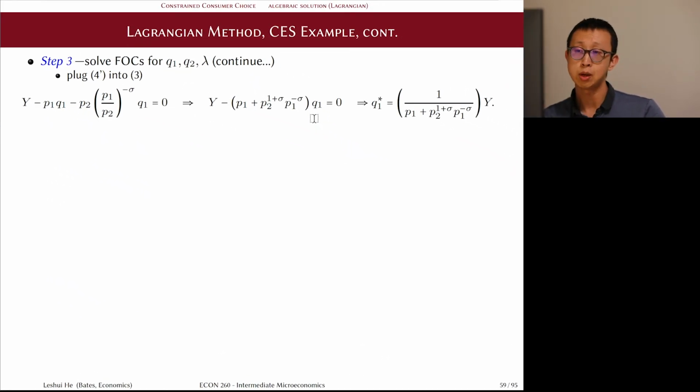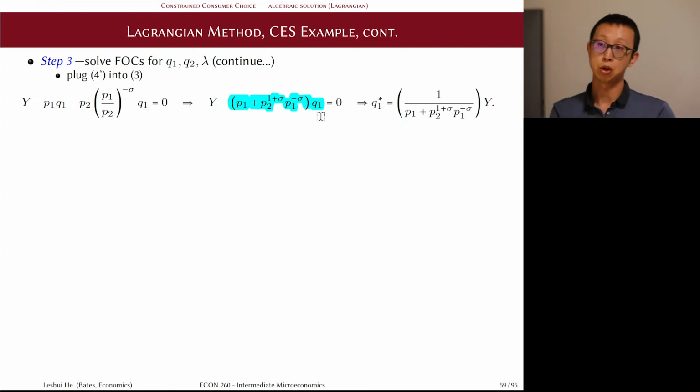And then to solve for Q1, we just move this expression to the right-hand side of the equality and then divide both sides by this term in the parentheses. That gives us a solution of Q1 in terms of P1, P2, y, and sigma, which are all exogenous variables, which is our solution of Q1 star. Recall that sigma is, by our definition, just another way to express the exogenous parameter of rho in the utility function.